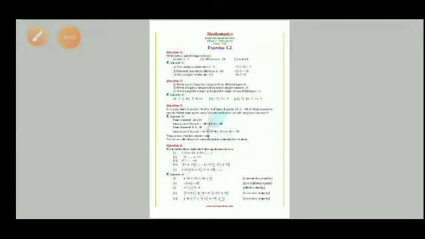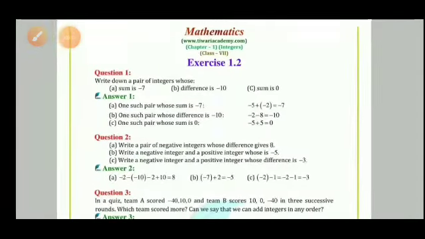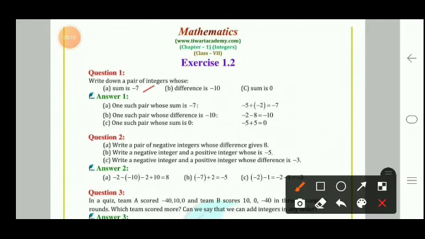The questions of exercise 1.2 and 1.3 of chapter number 1, that is integers. So starting with the second exercise. Question number 1: write down a pair of integers whose sum is minus 7, and then whose difference is minus 10, and whose sum is 0.